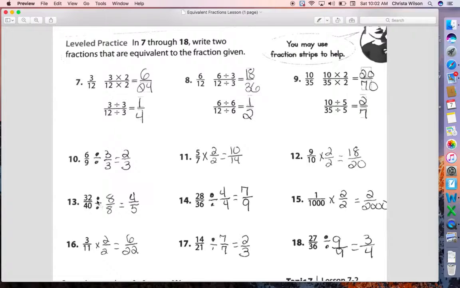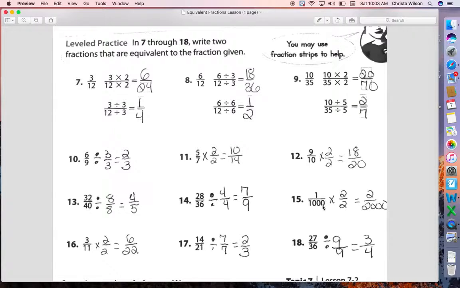Number 13. These both had a common factor of 8. So I divided the 32/40 by 8 on both the top and the bottom, and I created the simplest equivalent fraction of 4/5. Number 14, 28/36. They both have 4 in common. So I decided to divide these numbers by 4 to create the simplest equivalent fraction of 7/9.